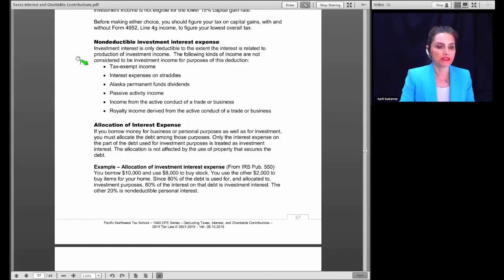Investment interest expense is deductible only to the extent that the interest is related to the production of investment income, and the following kinds of income are not considered to be investment income for purposes of this deduction.